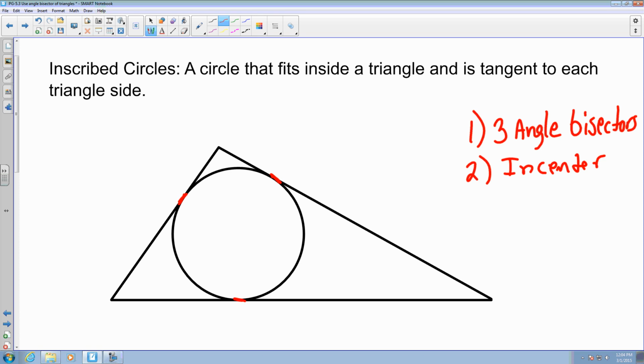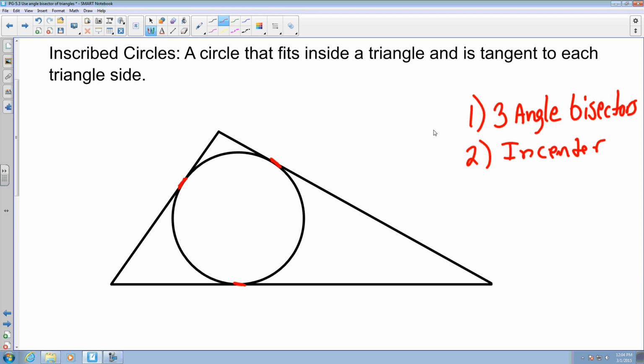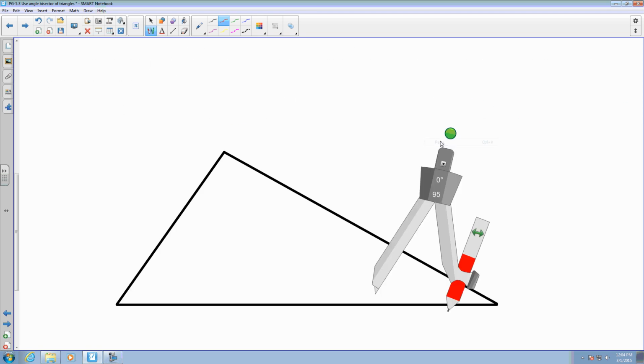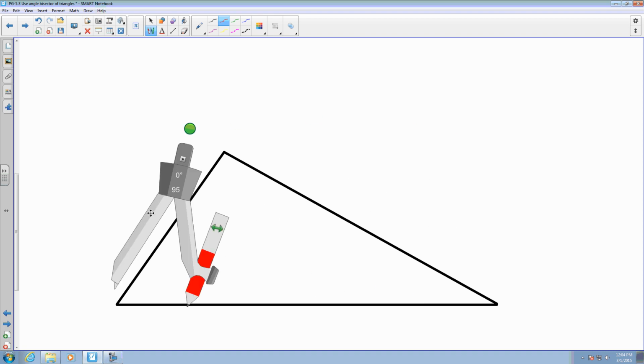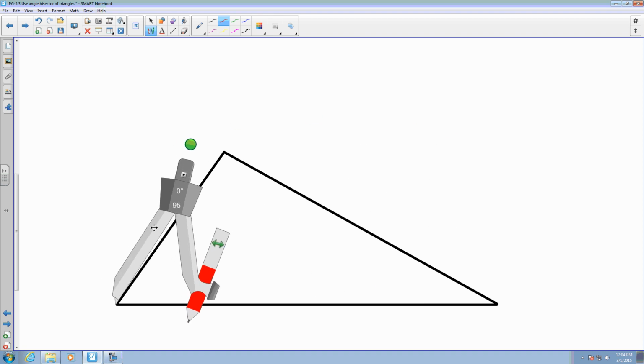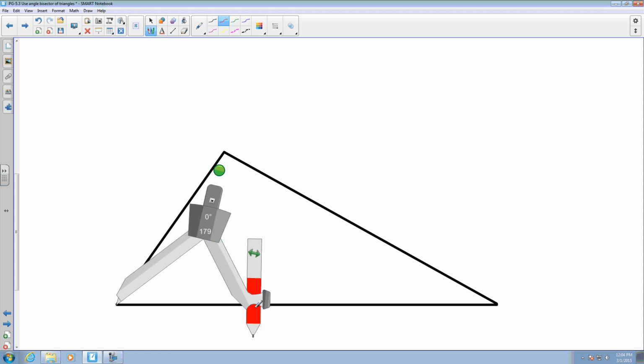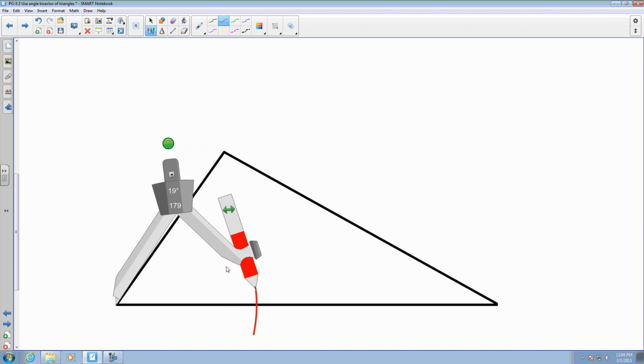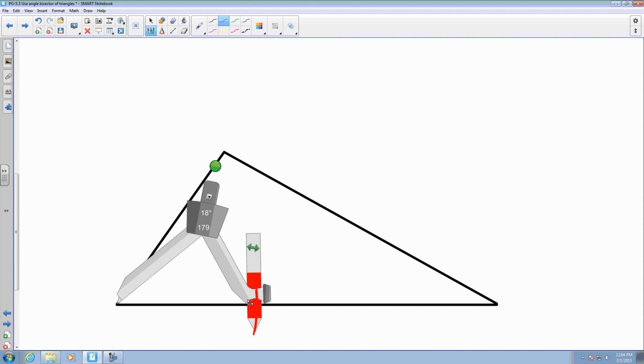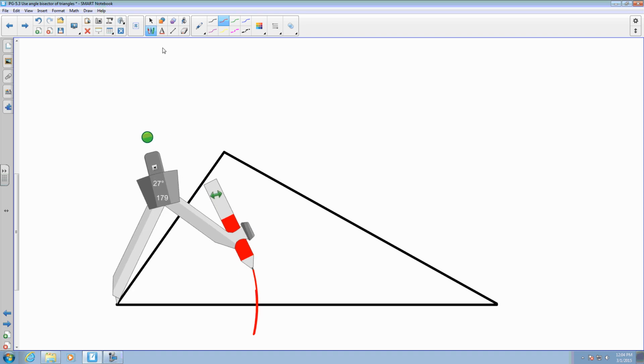All right, so let's take a look. So what I'm going to do is I'm going to construct my first angle bisector. All right. Now again, it doesn't matter where you put the tick marks, as long as you're consistent. Oh, let me delete.